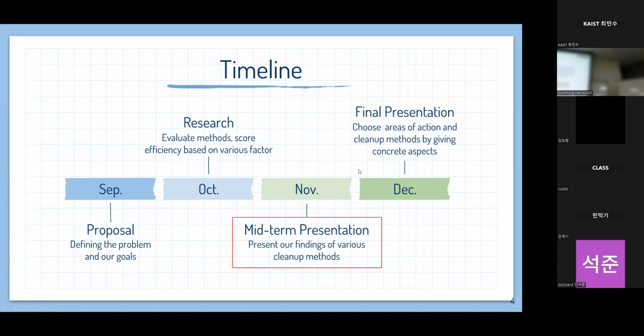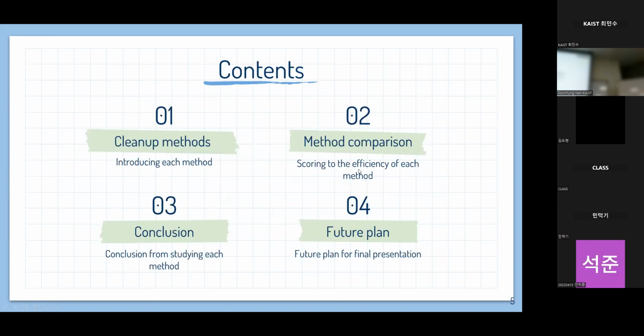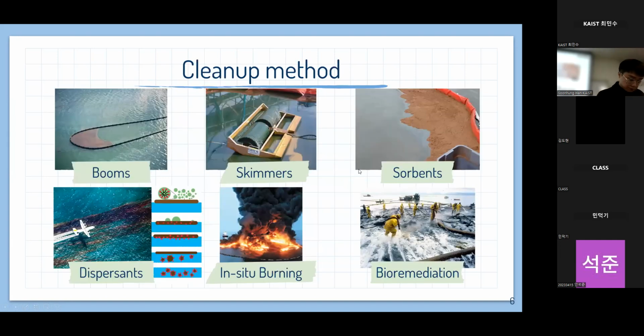Today I will present our findings of various cleanup methods. This is our contents: cleanup methods, comparison, conclusion, and finally future plan. These 6 buttons on this slide show 6 different methods to deal with oil spills. There are booms, skimmers, solvents, dispersants, in-situ burning, and bioremediation techniques.